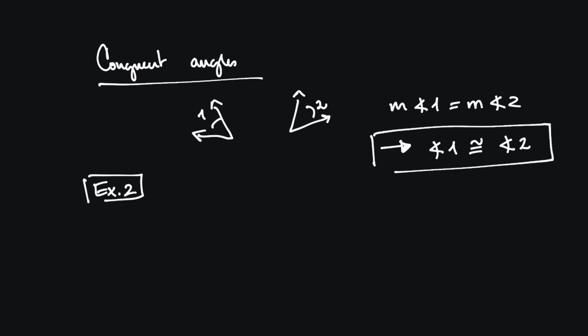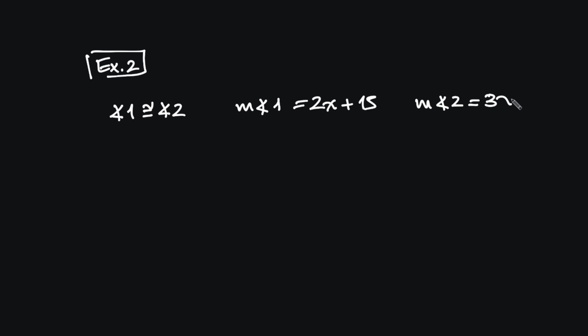I think this is sample number 2. Actually, let's erase all this. All right, so let's suppose that we know that angle 1 is congruent with angle 2. We know that the measurement of angle 1 is represented by 2x plus 15, and the measurement of angle 2 is represented by 3x minus 2. Find x. The good thing about this type of problem is that we have this really important piece of information: angle 1 is congruent with angle 2.